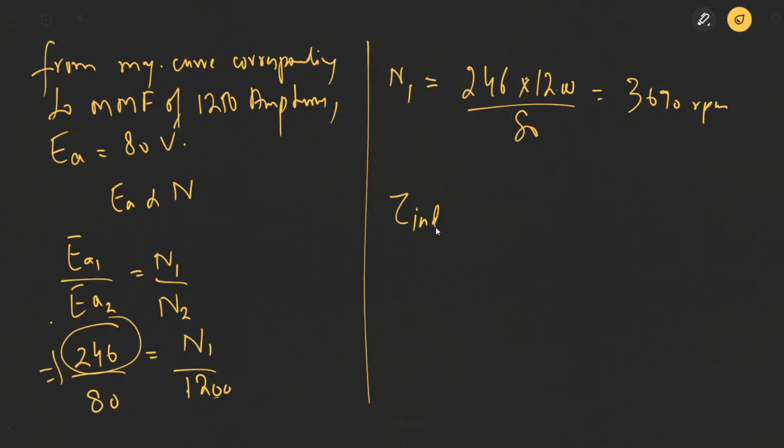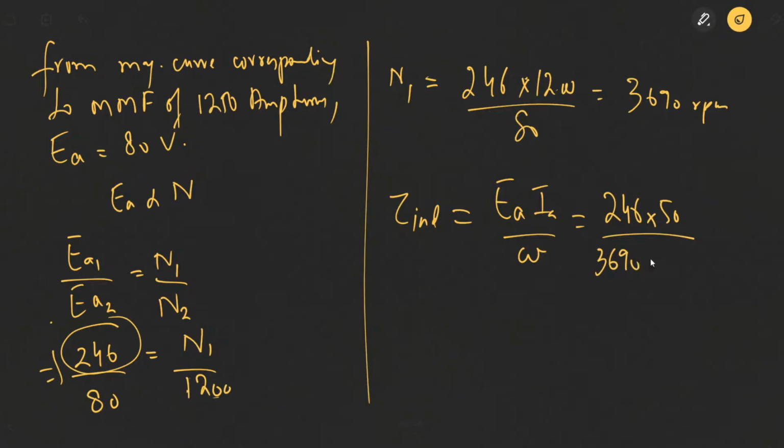Corresponding to this we also have to find out the induced torque of the machine. We know that the induced torque of a machine is equal to P divided by omega, that is EAIA divided by omega. EA is equal to 246 volts into 50, divided by omega, where omega is 3690 into 2 pi divided by 60. This comes out to be equal to 31.8 Newton meter.